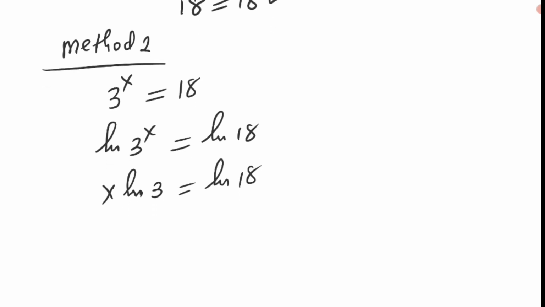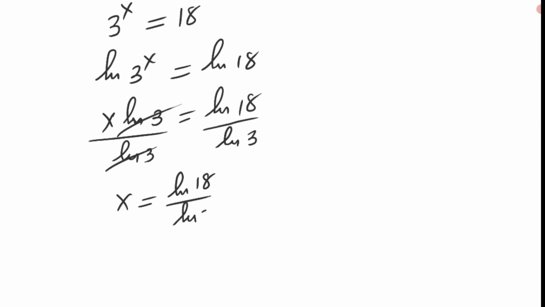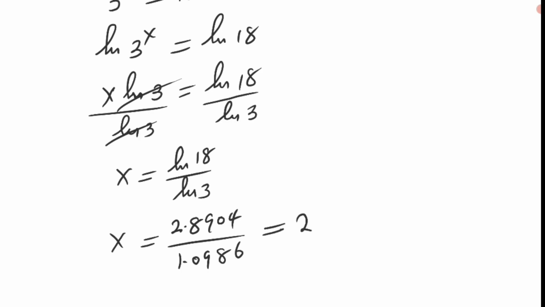You can actually solve this in 1 minute. Then let's divide both sides by ln of 3. This divided by ln of 3. This cancels this. S is equal to ln of 18 over ln of 3. And if you want to use your calculator, ln of 18 is 2.8904 divided by ln of 3, that is 1.0986, and this is equal to 2.63. So this is the value of s.